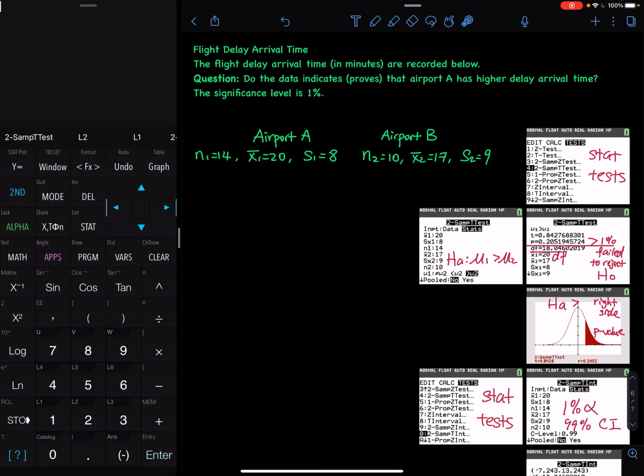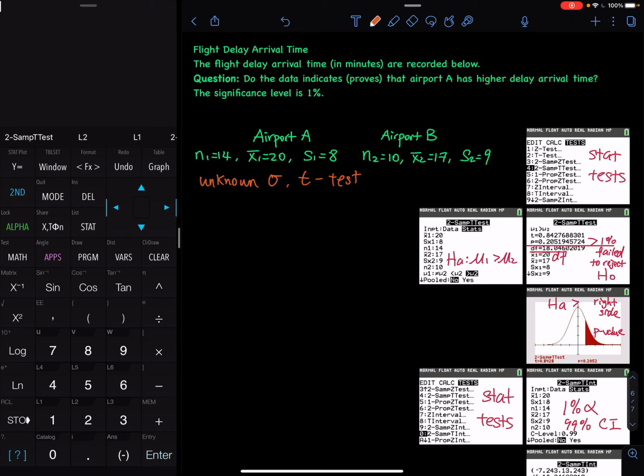How do you know this is a t-test? The answer is you don't know the population standard deviation, right? So since you have unknown sigma, then this is a t-test.